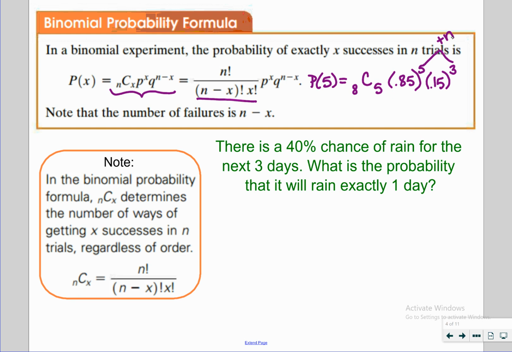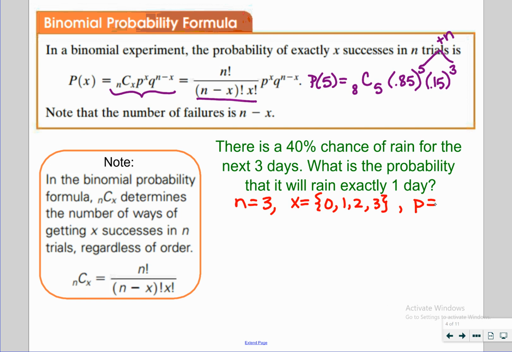Okay, so example at the bottom, there's a 40% chance of rain for the next 3 days. What is the probability that it will rain on exactly 1 day? So it is helpful to name all those variables first. What is n in this problem? The number of trials, or the number of days that we're analyzing. What's my n? 3. And then what are my possible values of x in this problem? 1, 2, 3, or 0. Could rain 0 days.